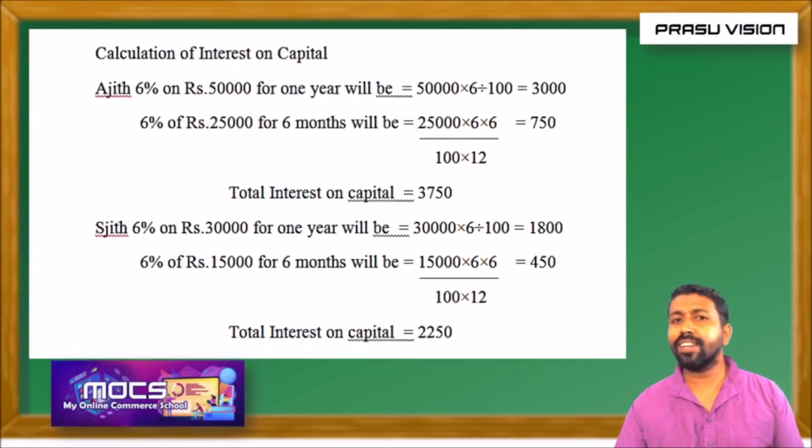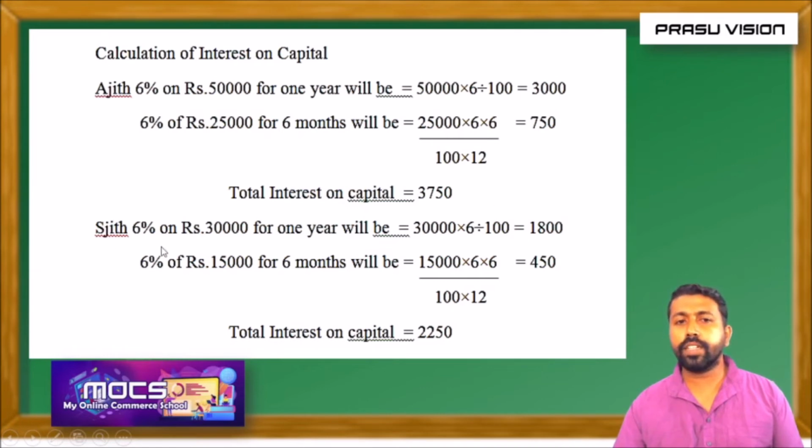What is the reason? The additional capital amount is brought on 1st July. So 25,000 into 6 by 100 is the percentage. Then for the period 6 by 12. Remember why we have to calculate like this. The additional capital is introduced only after 6 months. So 6 by 12 we have to give only for the remaining months. And the total interest on capital of Ajit is 3,750.